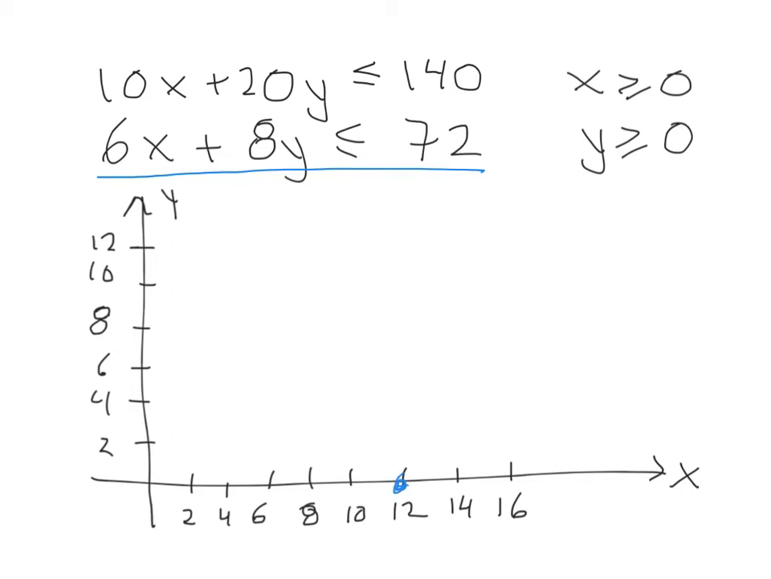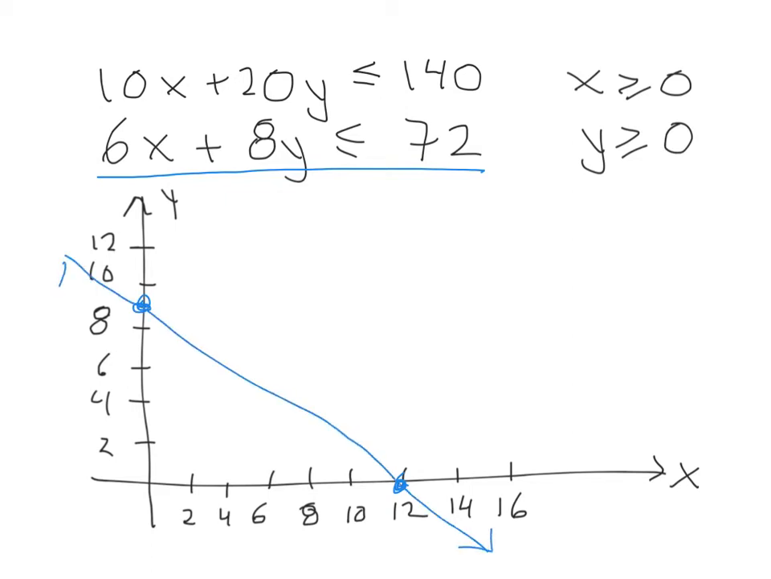Then we let x equal 0 to solve for y, so 8y equals 72. Dividing both sides by 8, we get y equals 9. There's our y-intercept for this line, y equals 9 right here. So this line looks like this.